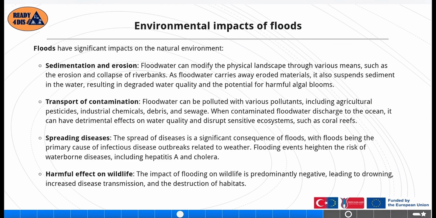Harmful effect on wildlife. Flooding negatively impacts wildlife. It can cause drowning, increase the spread of diseases, and destroy animal habitats.